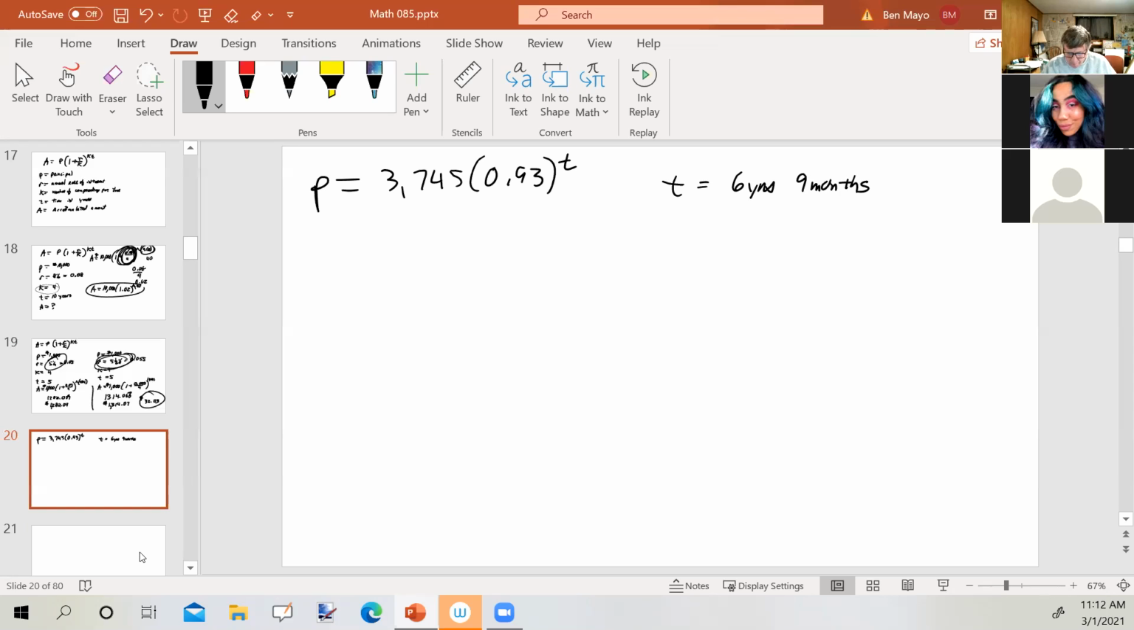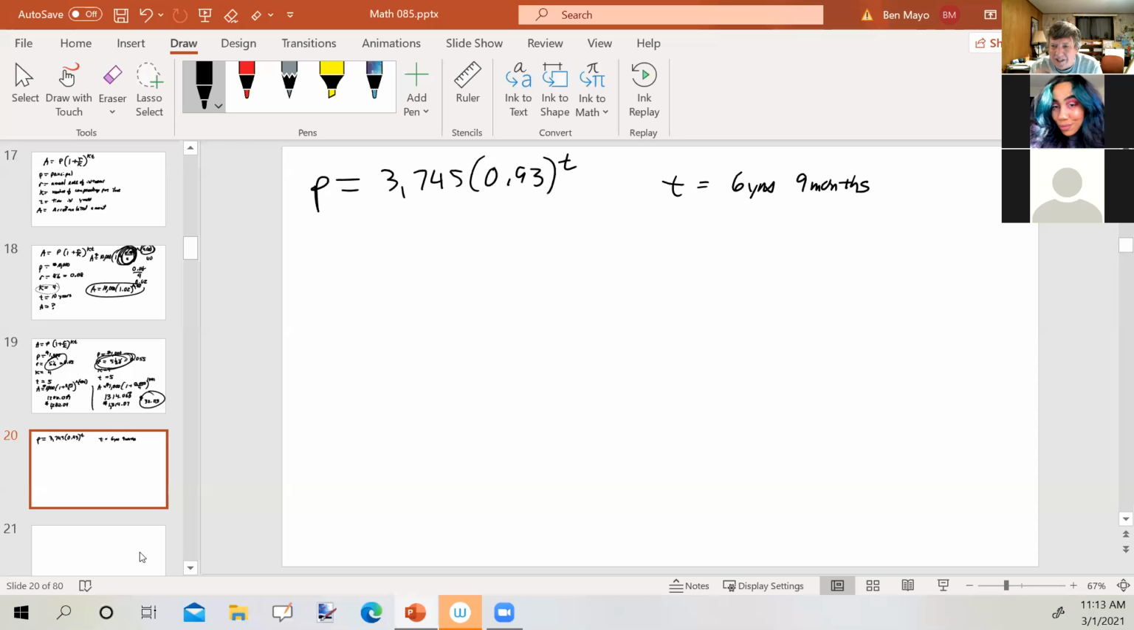First of all, at the beginning of time for this problem, what's the starting population? 3,745, right? Good. Okay, now be careful. Is the population increasing or decreasing? They said decreasing, but forget what they said. Look at the function. It should be decreasing due to the base being less than 1, right? Good.